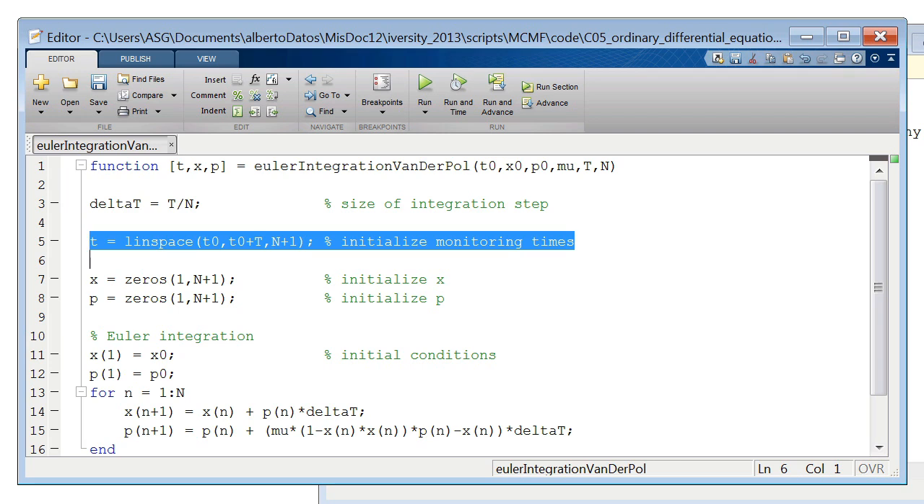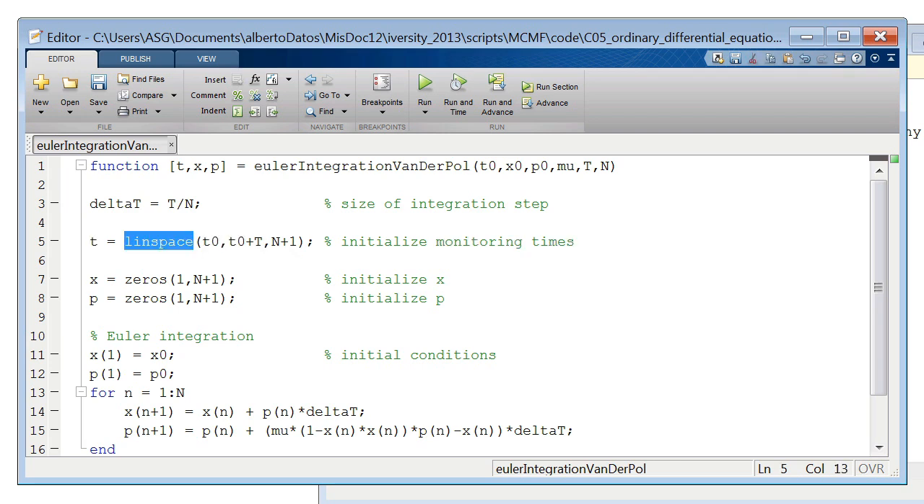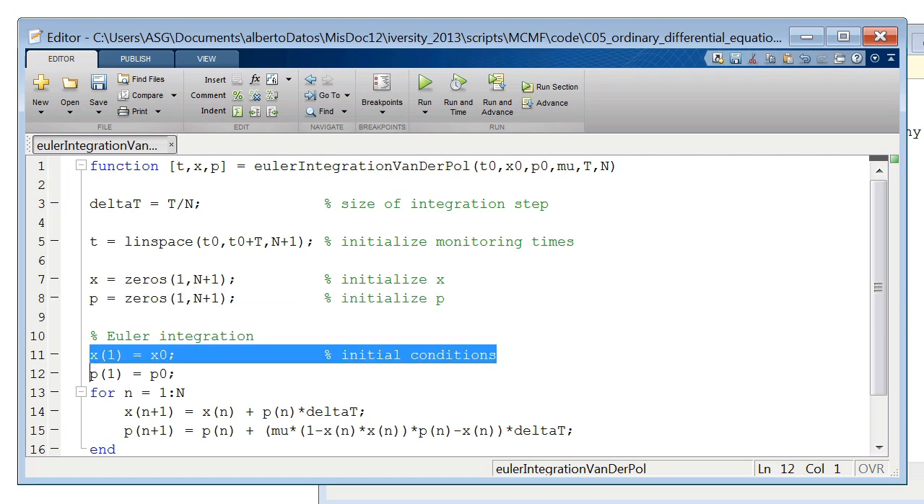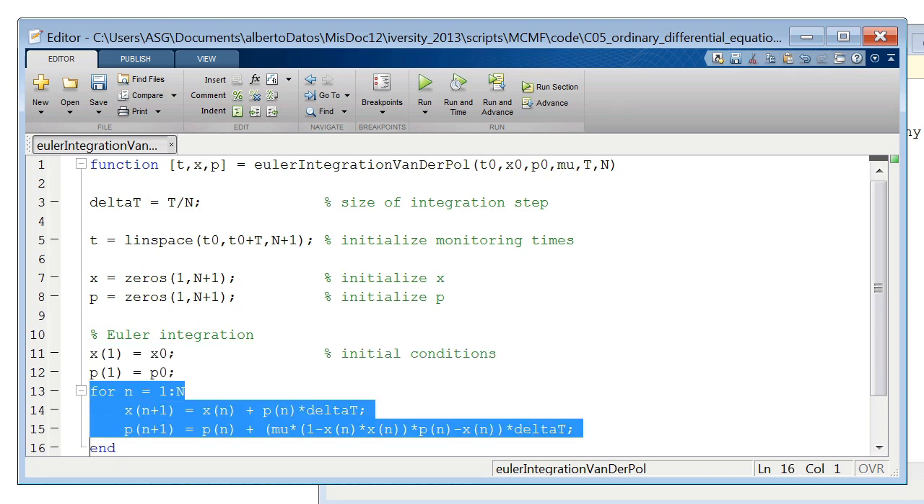Then we compute the grid of monitoring times. LinSpace will compute a grid of equally spaced times between t0 and t0 plus capital T. There are N integration steps, that means that there are N plus 1 monitoring times. These two lines of code here serve to initialize the values of the trajectory and of the momentum. These are the initial conditions. The initial values of the trajectory are set to x0 for the position and to p0 for the momentum. We need two initial conditions because this is a second-order differential equation. And finally, this is the Euler integration method for the van der Pol oscillator.